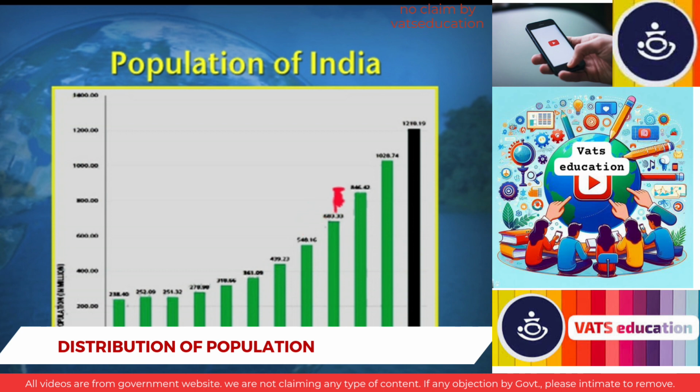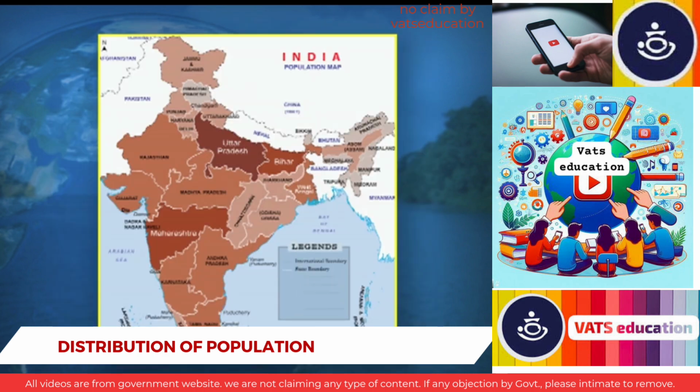1981, 683, 1991, 846 million, 2001, 1028 million, and the current census indicates the increase in the population, and the population has risen to 1210 million. Here is a political map of India showing the population distribution in the different states.